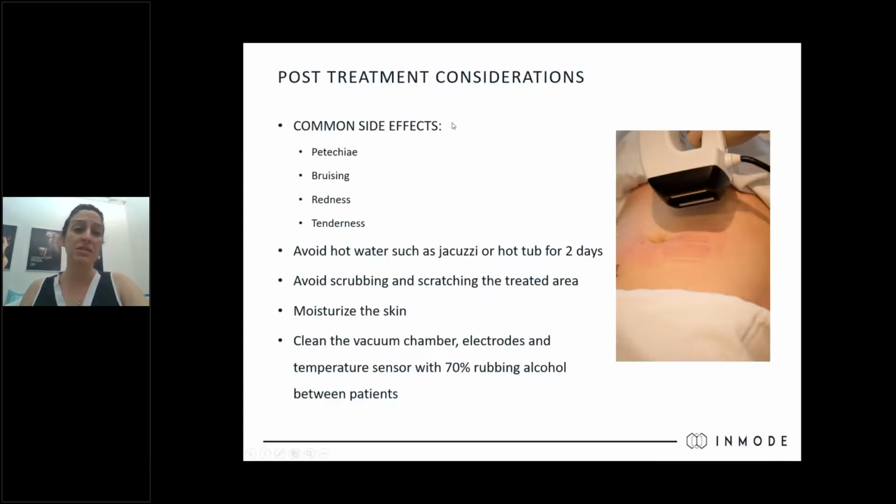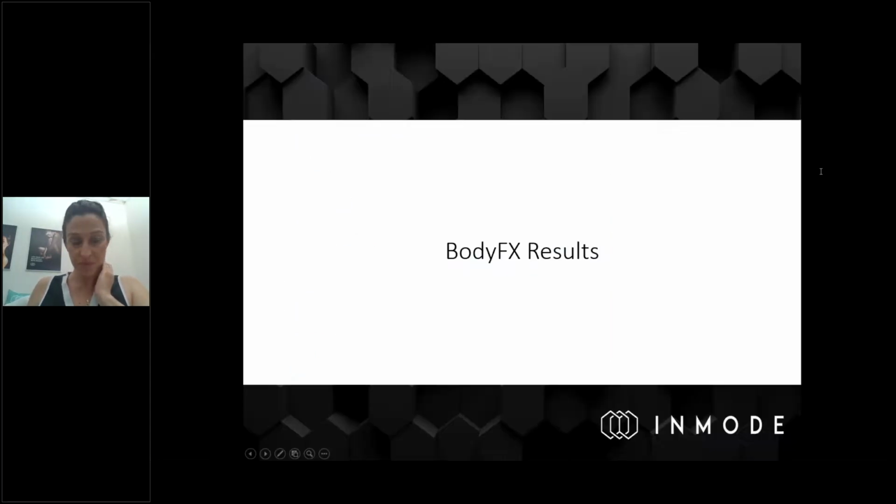Post-treatment, don't cool down the skin. We may see petechia, bruising, redness, and some purpura may be seen as well, though it's not written here. We want to avoid hot tubs and jacuzzis for 2 days following the treatment, and avoid scrubbing and scratching the treatment area. Moisturizing the skin is possible, and of course, cleaning up the applicator post treatment.